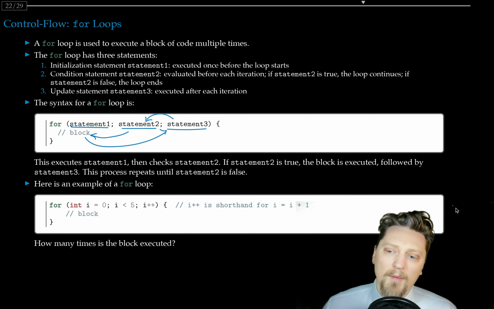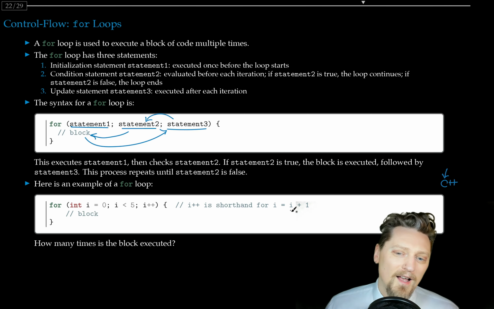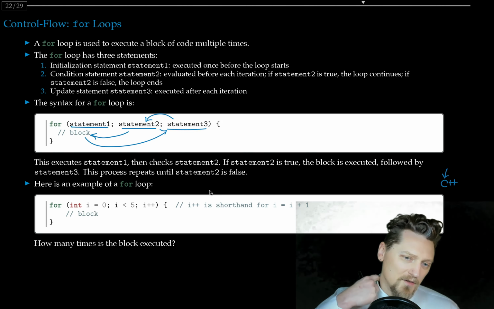i++ is shorthand for i equals i plus 1. So you now might have an idea of why C++ is a programming language that's built off of the C programming language. It's an iteration. We take i, we add 1 to it, a very, very common shorthand for i equals i plus 1.